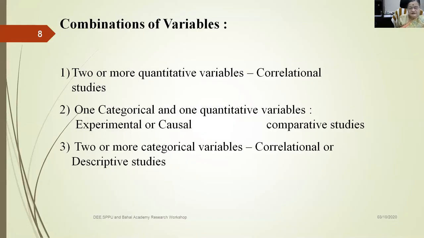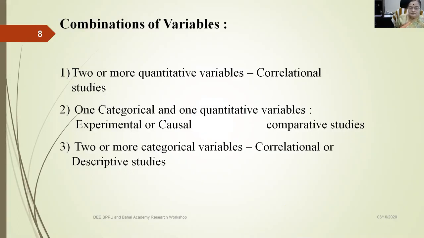If one variable is categorical and one variable is quantitative, then it will be experimental or causal comparative research. For example, if I am studying, as a researcher, the development of a computer assisted instruction package for teaching geometry and its effectiveness, I am required to identify the variables involved in this research title. One variable is a CAI package, which is a method of instruction. So this is a categorical variable. There are a number of methods of instruction and this is one of them.